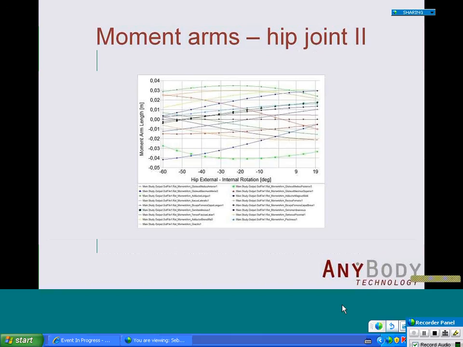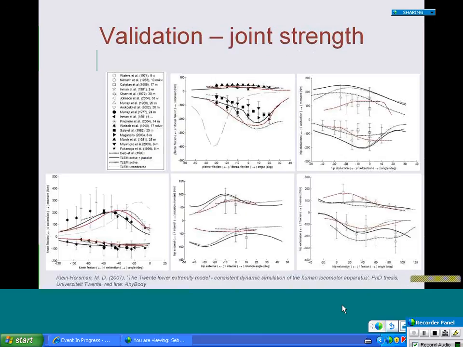So the next more general validation was joint strength, and these diagrams are again taken from a study from Klein-Horsman's PhD thesis, and the red line is the data which was produced with our new model. And these graphs are rather nice because they incorporate many literature data, as you can see here, and you can also see that the new model really fits well to the average values of this joint strength.